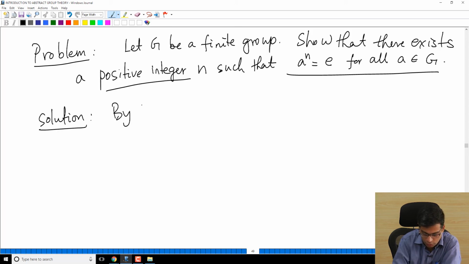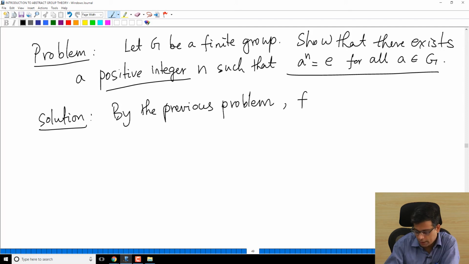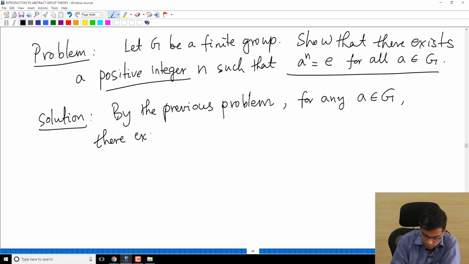By the previous problem, for any a in G, there exists a positive integer.